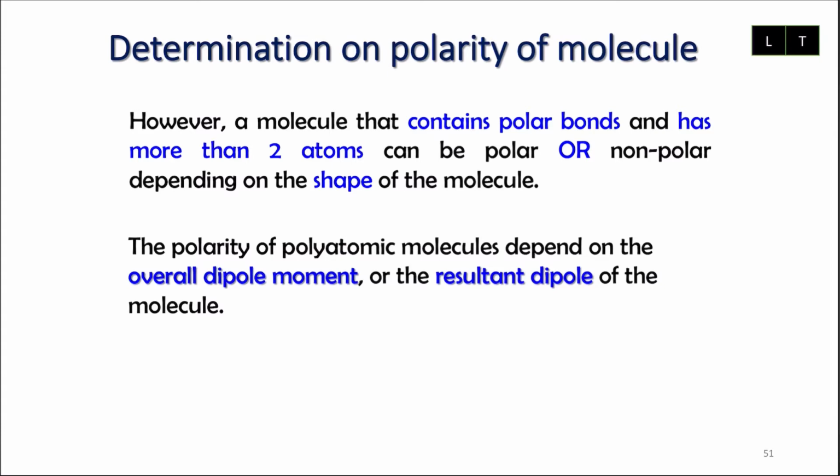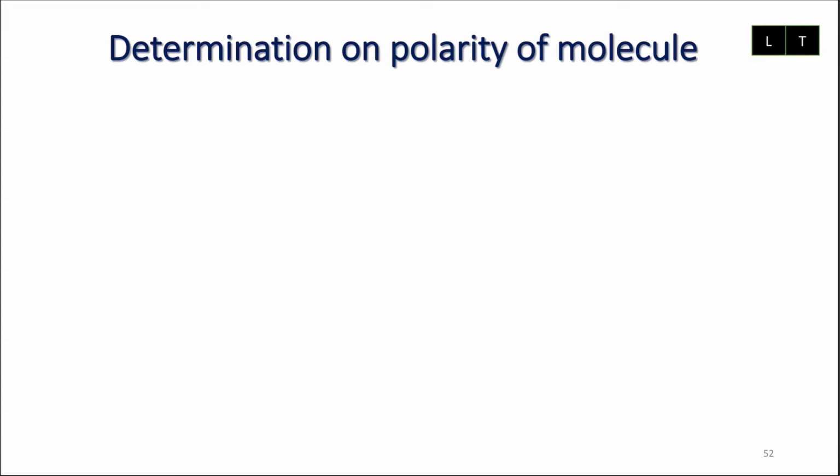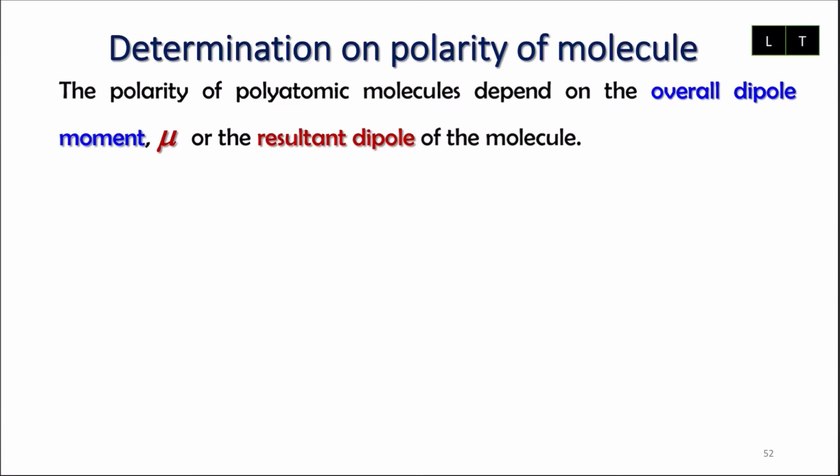So, the resultant dipole moment ni adalah hasil tambah dia punya bond dipole, di mana setiap bond dalam molekul tersebut kita kena indicate menggunakan simbol dipole moment, iaitu this one. So, saya akan explain berdasarkan these two examples. Kita nak tentukan polarity based on overall dipole moment ataupun resultant dipole moment for that molecule.